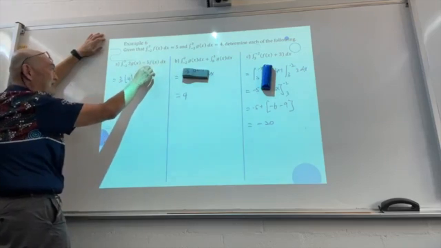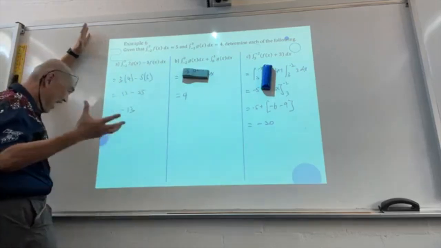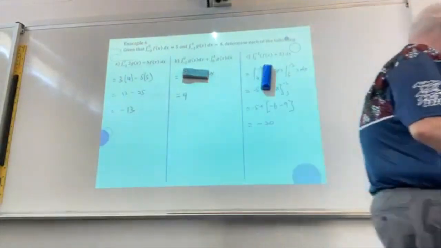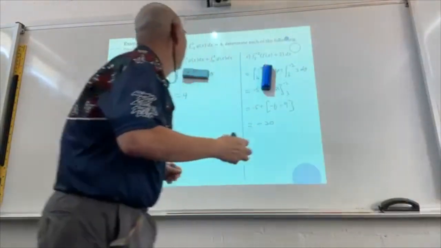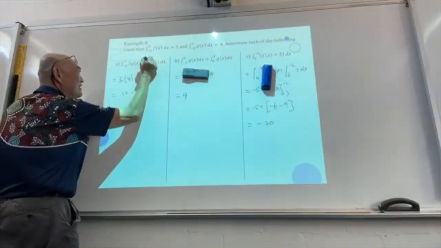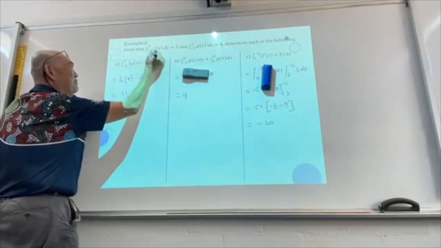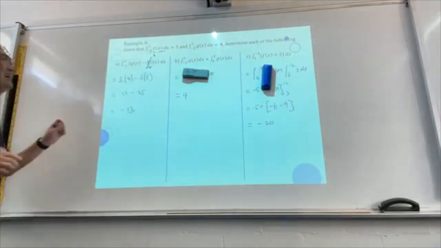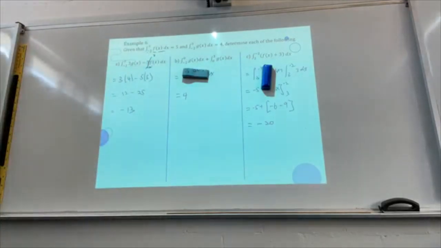Sorry, that should be an integral of -2 to 3. That should be an integral of -2 to 3. My fault. I will change that. -2 to 3, because it's there. So it's 5 times 5. So therefore it's 12, take away 25, which is -13.